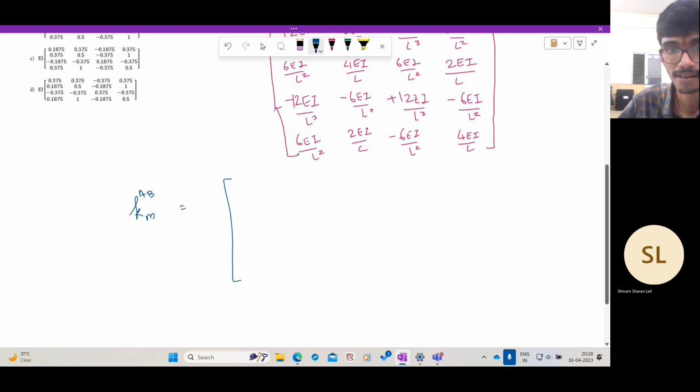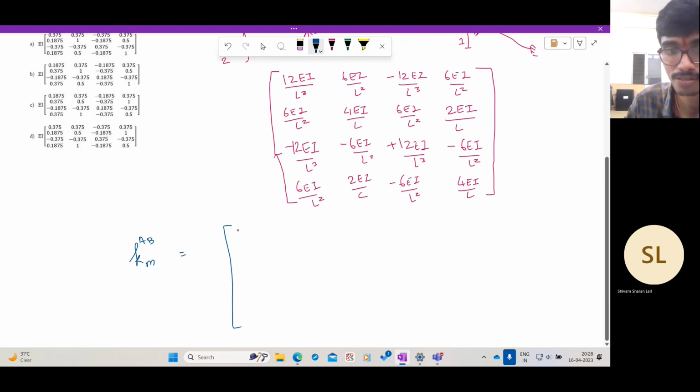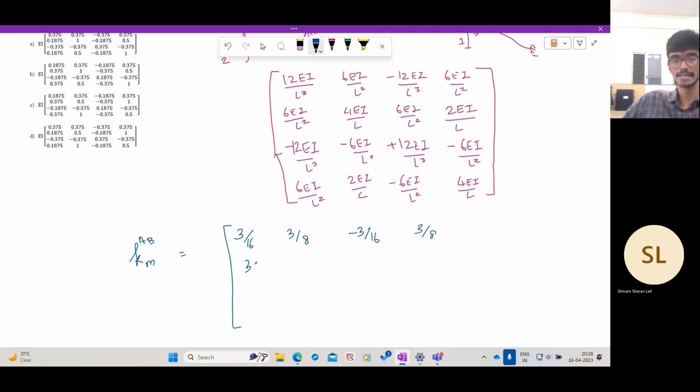So let me just plug in the values. 12 EI by L cube is 3 by 16. 3 by 8 minus 3 by 16, 3 by 8. So 6 EI by L square is 3 by 8. This is 1 minus 3 by 8. And this is half of this, right? So it is half.